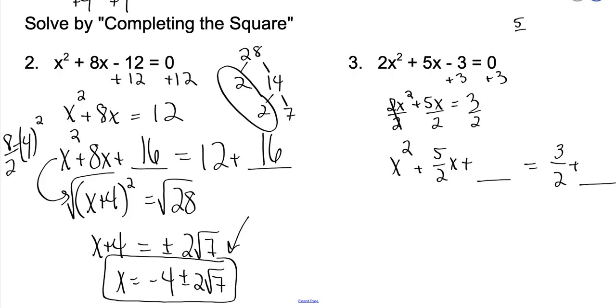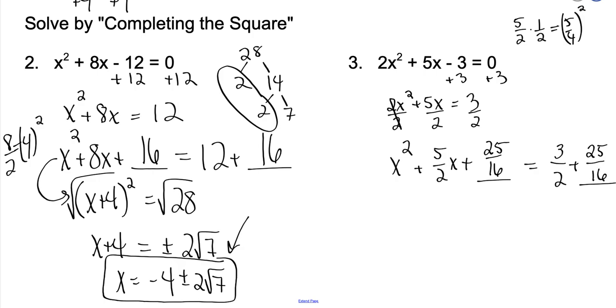So if I want to do half of 5 halves, it's going to be 5 halves times 1 half, which is 5 fourths. Okay? So that's half the middle number. Now I need to square that. And how do I square a fraction? Well, I'm going to write it out twice. So 5/4 times 5/4, which would be 25/16. Okay, that's our number that we're going to add to both sides, 25/16.